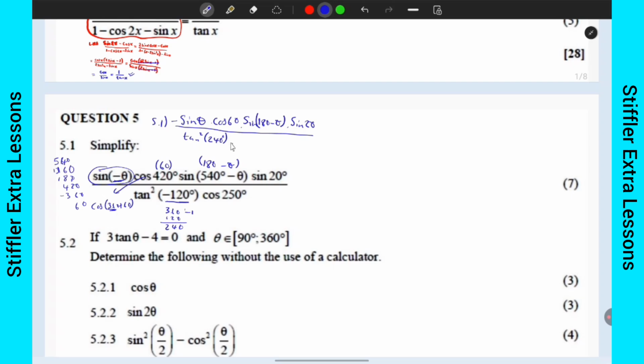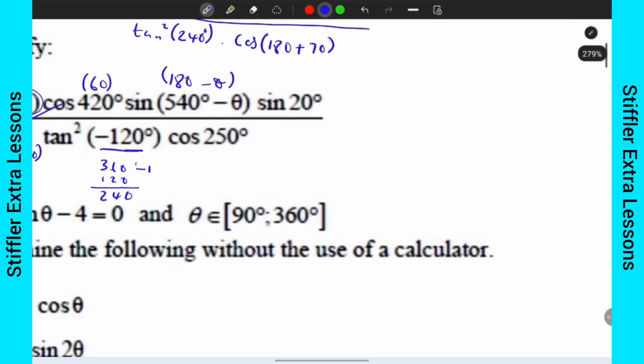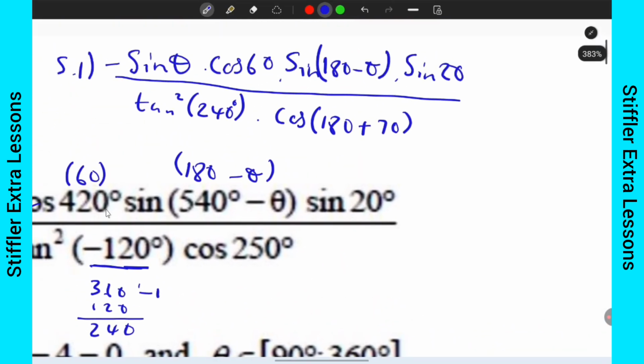And then cos of 250. 250 is the same thing as 180 plus something. We can use that reduction formula. So that will be cos 180 plus 70, like that. So let's see how we can simplify that further. Still we are having negative sign, right? So this will be negative sine theta, and then cos 60, we know that cos 60 is the same thing as half, so we multiply that by half, and sine 180 minus theta.